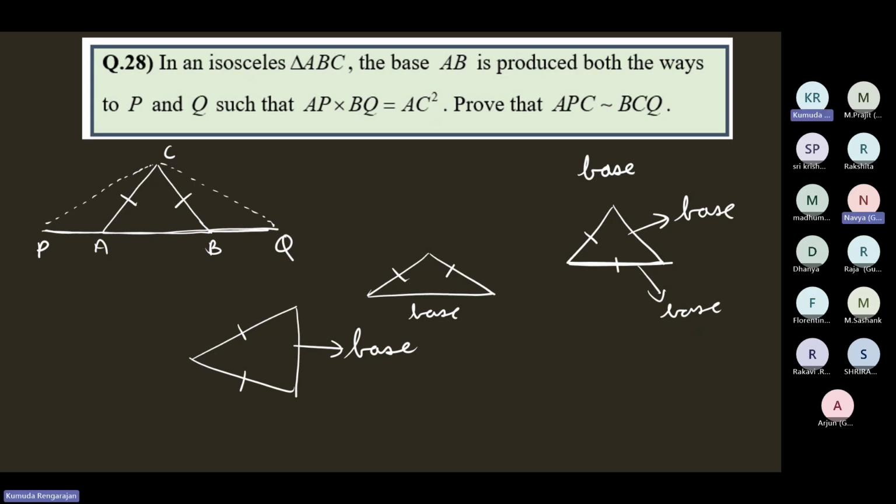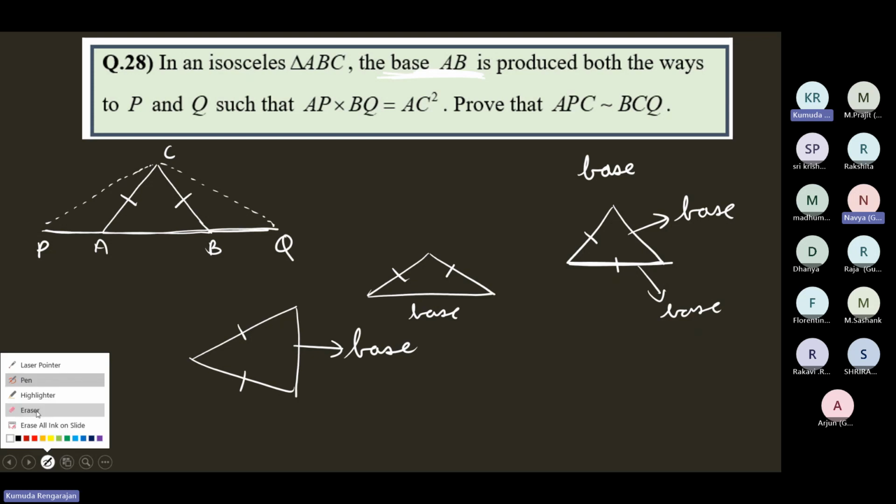So in an isosceles triangle ABC, the base AB means AC is equal to BC. The base is AB. That means the remaining two sides, AC and BC, are equal. It's given the base is AB. That means the remaining two sides, AC and BC, are equal only because AB is referred to as the base.